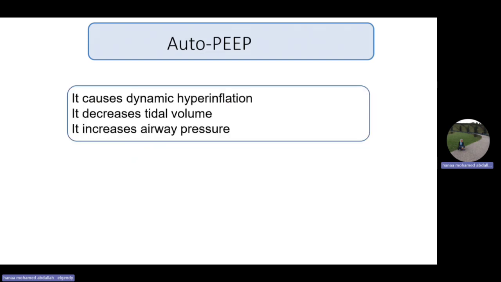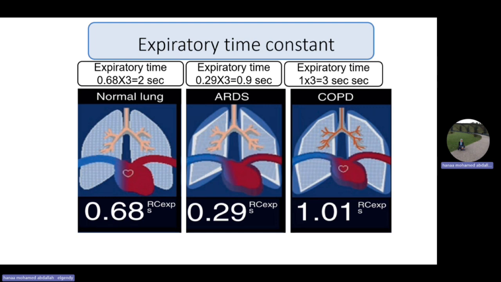A short expiratory time will cause autoPEEP, which will lead to hyperinflation. It will decrease the tidal volume, and it will increase the airway pressure. So from the expiratory time constant, we can apply the right expiratory time for all patients.